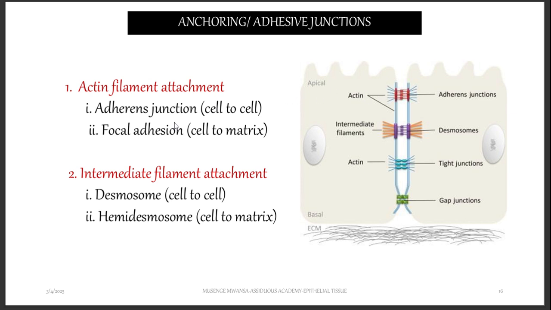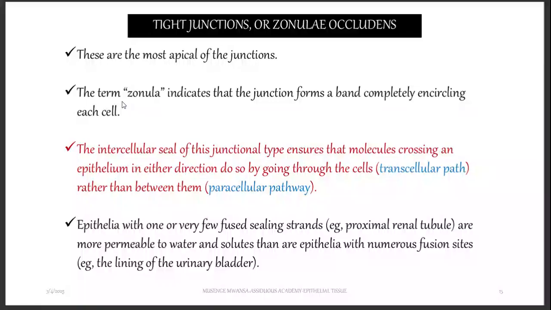Those which contain actin are the adherens junction and the focal adhesion. The intermediate filament holds the desmosomes and the hemidesmosomes. Hemidesmosomes hold the cell to the matrix, to the basement membrane. Desmosome holds one cell to another cell. So these contain intermediate filaments. For example, you can see the desmosome there. The others contain actin filaments.